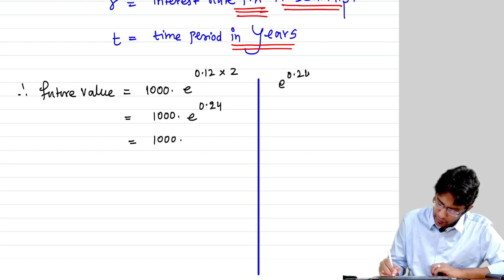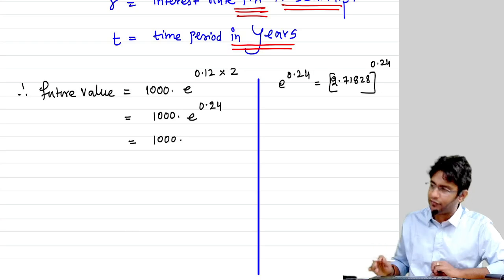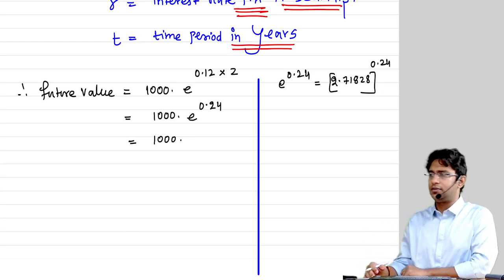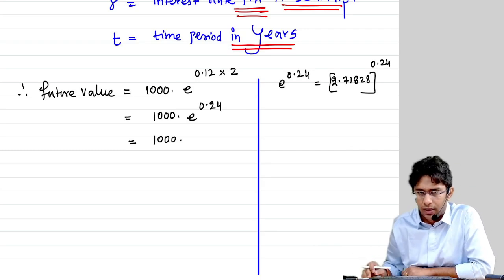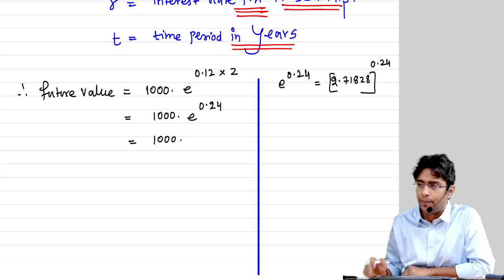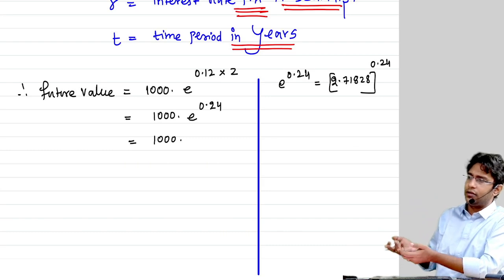e power 0.24. What is the value of e? 2.71828. 2.71828 whole power 0.24. Don't you know how to solve this? Step 1, 2, 3, 4, 5. Apply that. Take the base, square root it 15 times, minus 1 into power plus 1 into equal to into equal to into equal to. And you can easily get the value. Solve it.